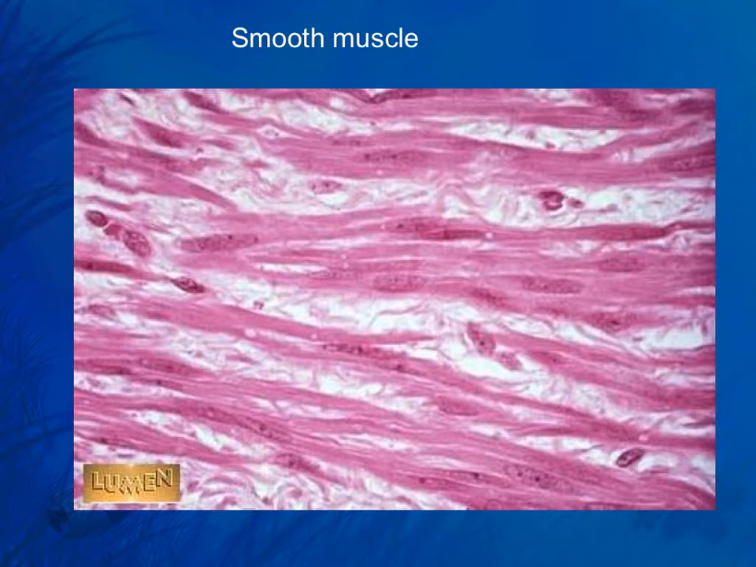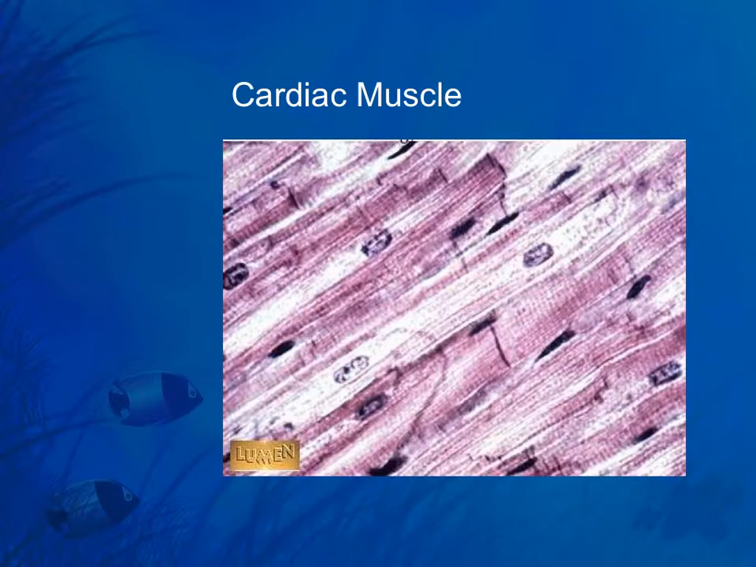We find smooth muscle lining the digestive tract, lining the blood vessels. We don't have conscious control over it. It is an involuntary muscle. Cardiac muscle is found in the heart.